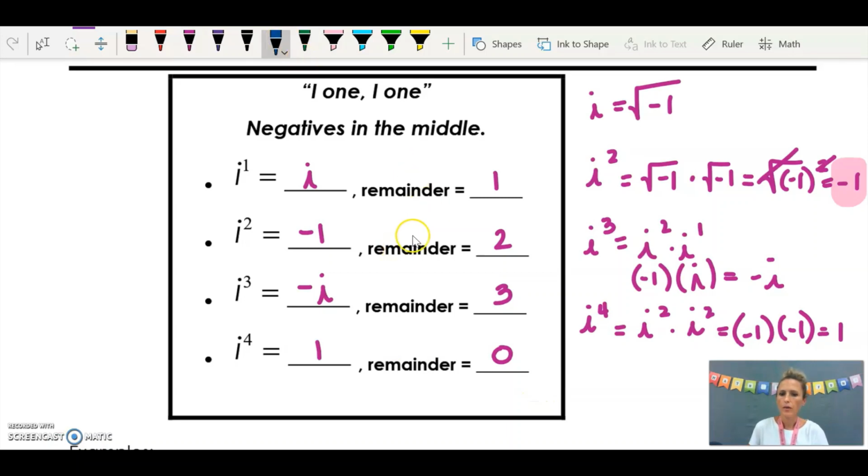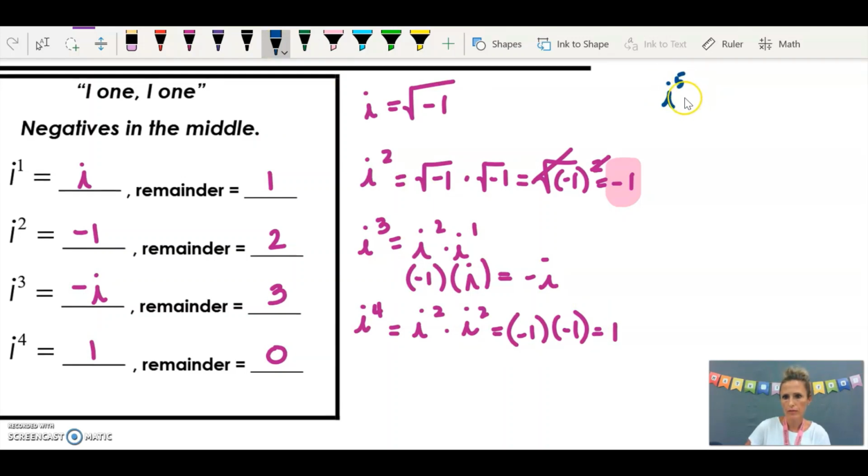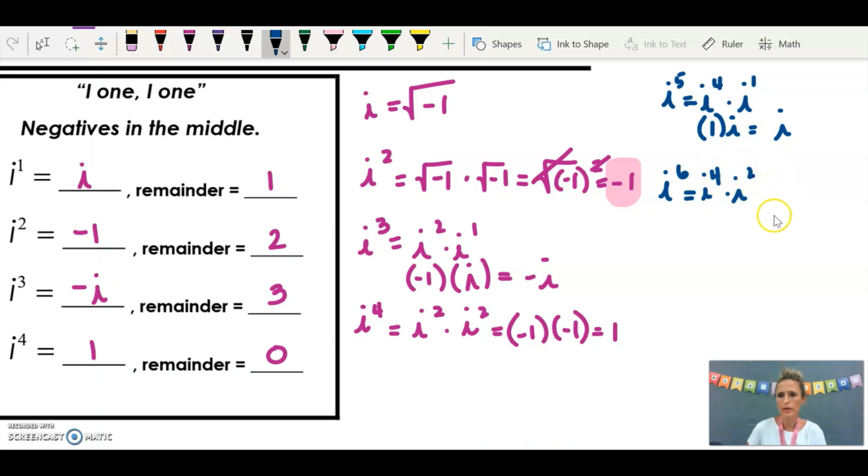Now let's take a look at how the powers of i continue in a pattern. So let's look at i to the fifth. I can rewrite i to the fifth as i to the fourth times i to the first. i to the fourth is a 1 times i, which is just i. Now let's look at i to the sixth. What do you think I'm going to do here? i to the fourth times i squared. Again, i to the fourth is 1, so that's going to be 1 times i squared, which is i squared. And remember, i squared has a value of -1.